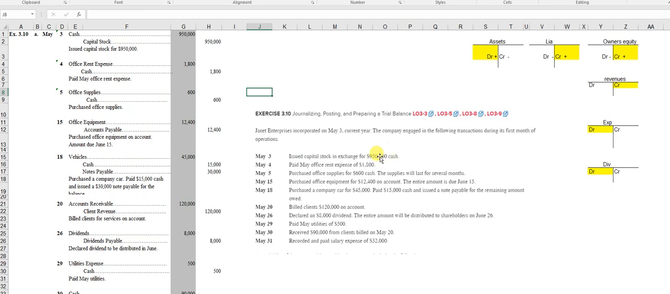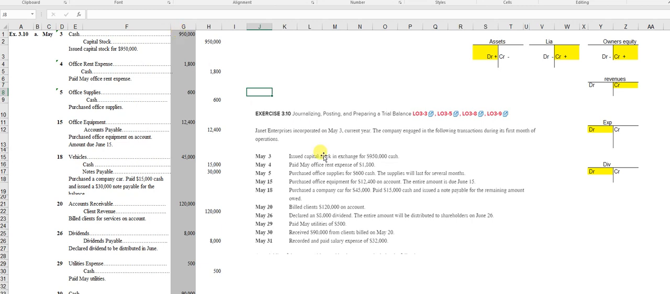All right, so the first one: I issued capital stock in exchange for cash. I'm going to ask myself, what did I get? I got cash. A lot of times in a problem, if you look for the cash and you get the cash side of it, the rest of it can become a little easier. So I got cash. Cash is an asset. Asset went up, so I debit cash.